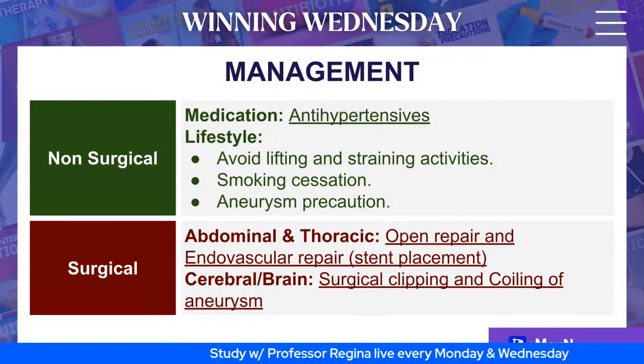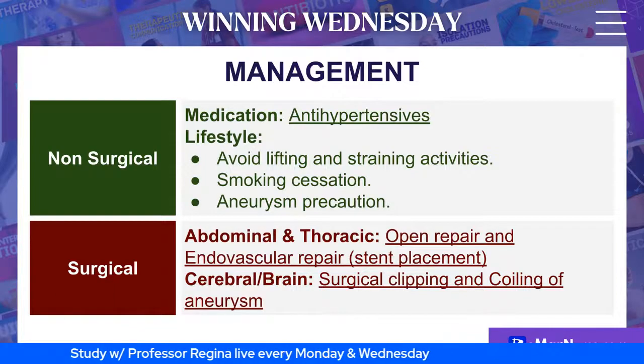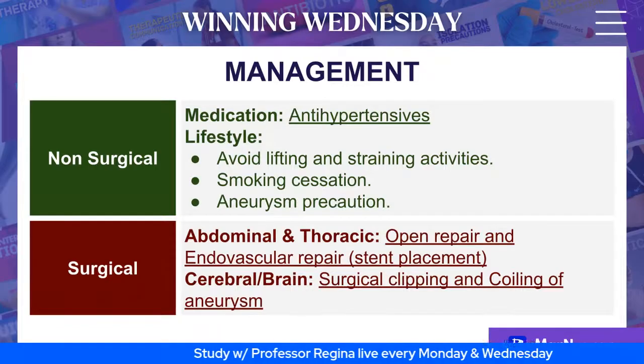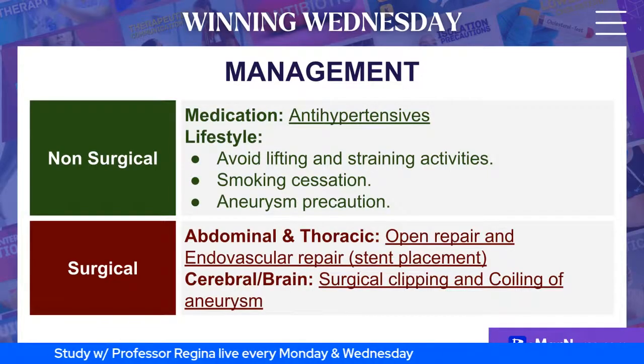Great comments here. So the management, medication-wise, antihypertensives. If we're talking about non-surgical, reducing the blood pressure is going to be the best. Okay, reducing the blood pressure. Now, let me ask you this. In patients with aneurysms, we want the blood pressure to be low. But what about the heart rate? Would we prefer the patient to have a high heart rate or a low heart rate with an aneurysm?